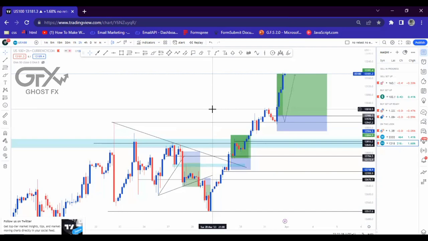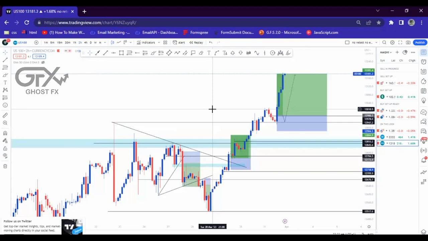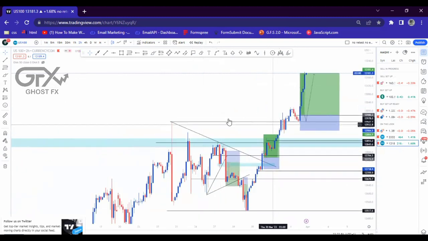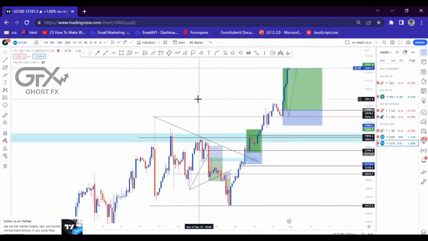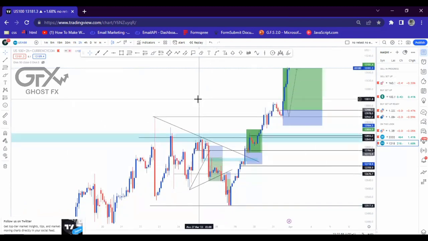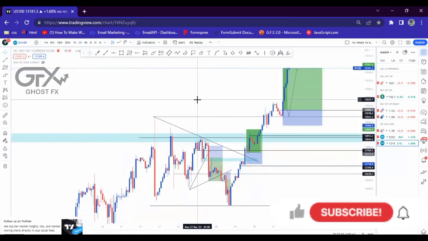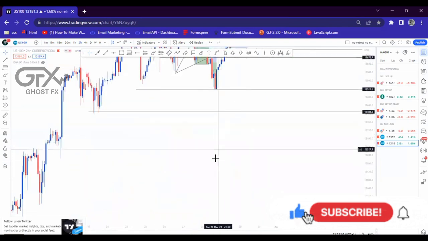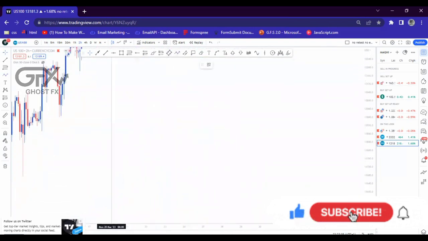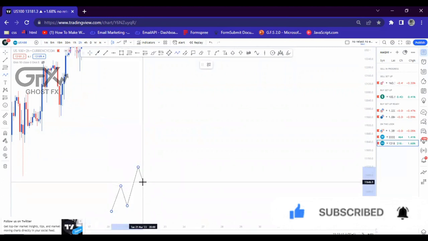So, however, there are three basic moves that are formed in the market, which we're going to be talking about today. So first of all, what is the first move that is being created in the market? The first move that is being created in the market, guys, is an upward trend. Now there are basically three. We have the upward, the downward, and the consolidation, which is also known as the ranging or sideways movement of the market. So I'm going to give you guys a little anatomy of these three moves. So basically an upward move is a trend that moves to the upside.